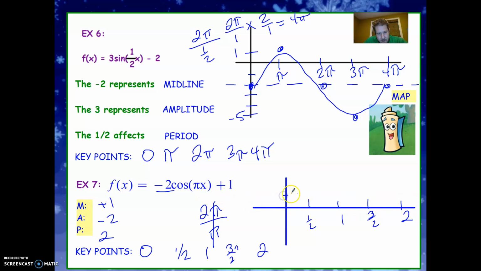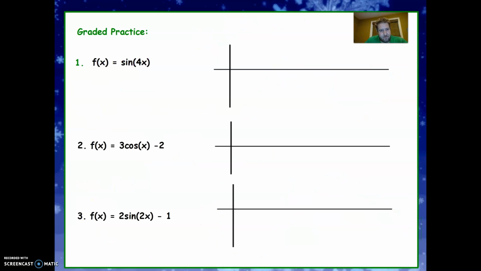And 1 is the midline, and 2 is the amplitude. So that means this is 3, and this is 1, 2, -1. All right, so -2 just means it starts at the bottom, then here, then here, then here, then here. So there's your graph in a nutshell.